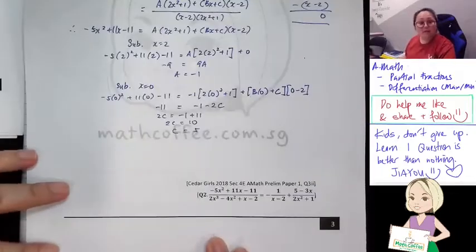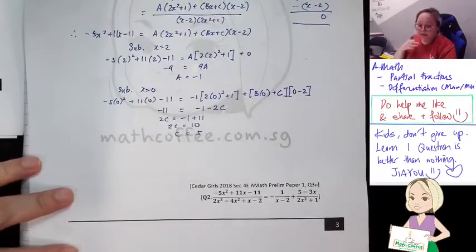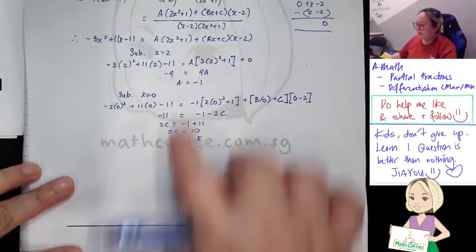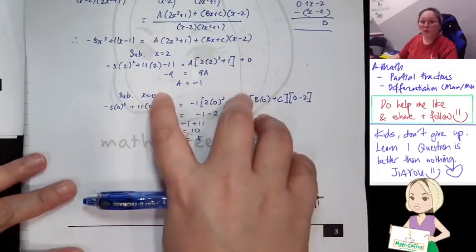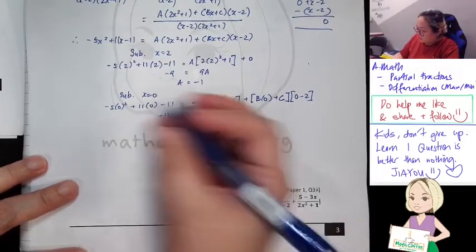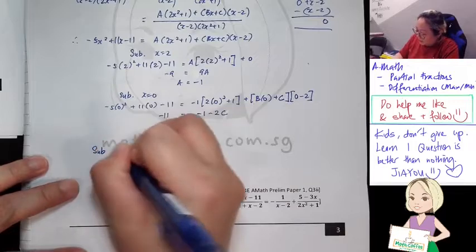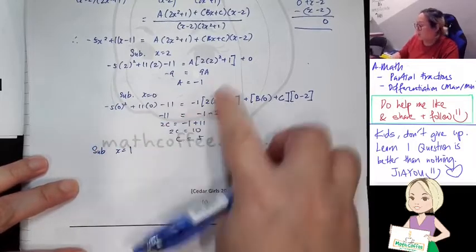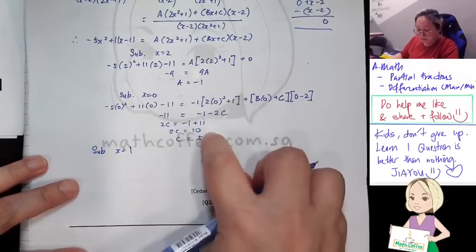Okay, so then after that, next is we can sub any x value I want. Okay, I already subbed in 2 and subbed in 0. So I'm going to sub in 1. Okay, so I can sub in x equals to 1 as well as my a as well as my c.